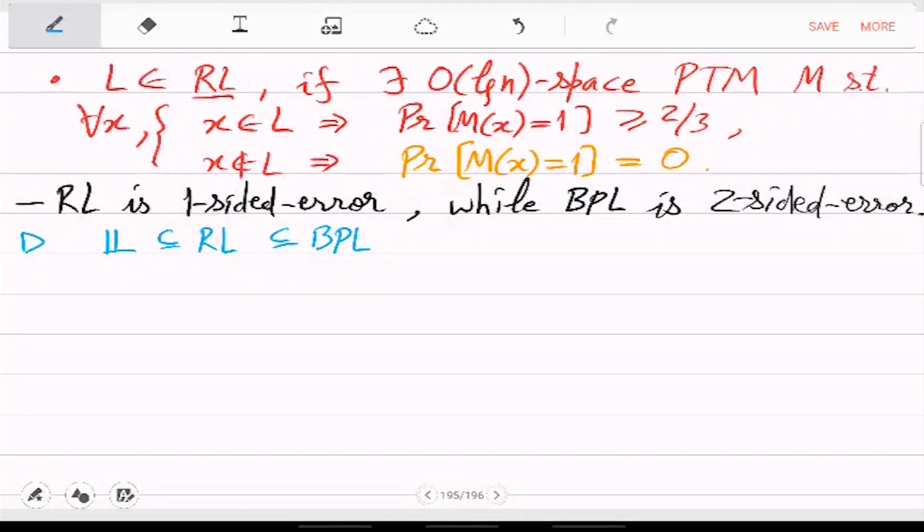So remember that RL can also be defined via probability half, right? It doesn't matter. We can put it here. And then you can amplify it to 2/3, and that then is of course contained in BPL. And BPL is contained in P. Okay, this is the non-trivial part. So this I leave as an exercise.